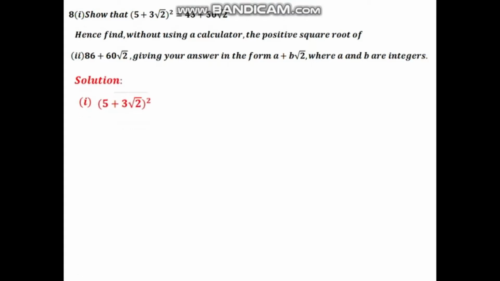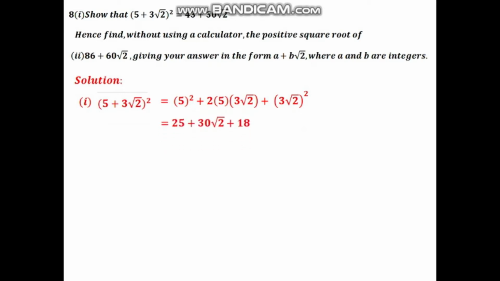So we just copy down the question, 5 plus 3 square root 2, the whole thing squared. And then we know that this is actually (a + b)². In (a + b)², we know the formula is a² + 2ab + b². Alright? So in this case, a is 5 and b is 3√2. Okay? So once we apply the formula, we get 5² + 2ab, which is 2 times 5 times 3√2, and then plus b², which is (3√2)².